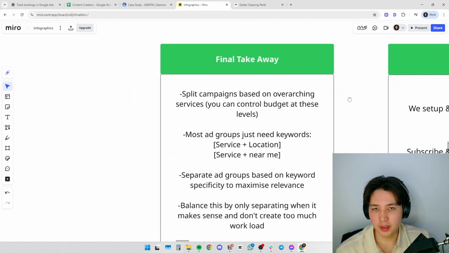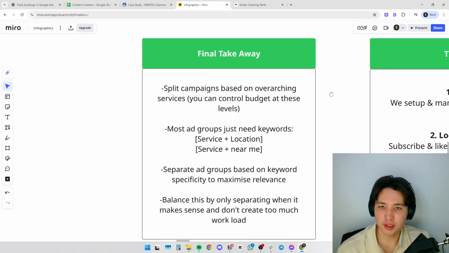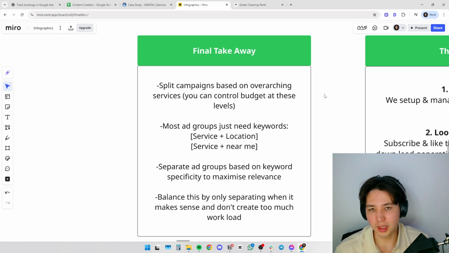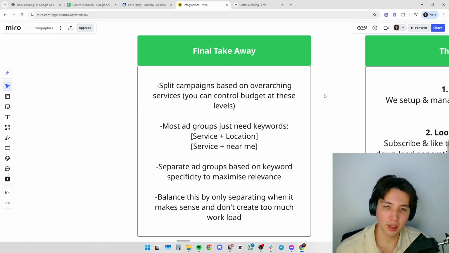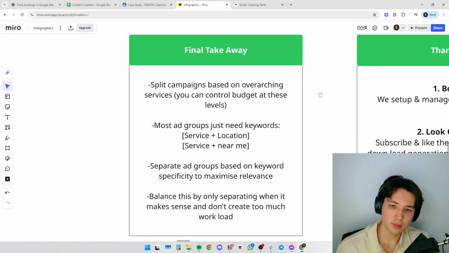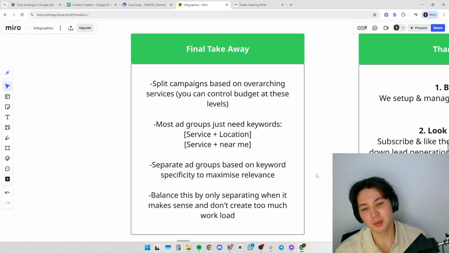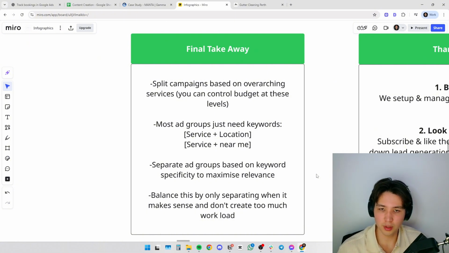So the final takeaway is to split your campaigns based on the overarching service and focus on separating it based on how much budget you want to spend towards those separate services, right? Most ad groups just need a few keywords. They just need the service plus location and the service plus near me. And that's generally all you need. So that way you can keep your ad groups very specific and highly converting and relevant, right? And you want to separate those ad groups based on keyword specificity to maximize relevance, like we've already just covered. And you want to balance this by only separating it when it makes sense and don't create too much workload for your business or yourself, right?